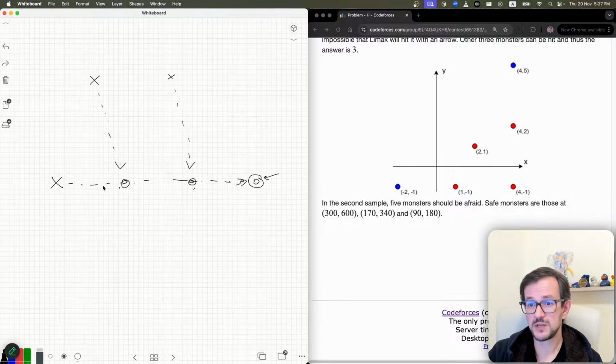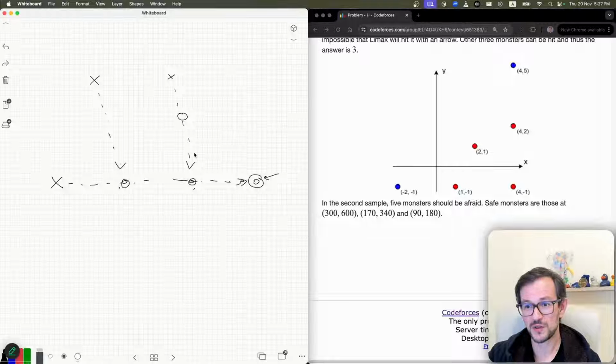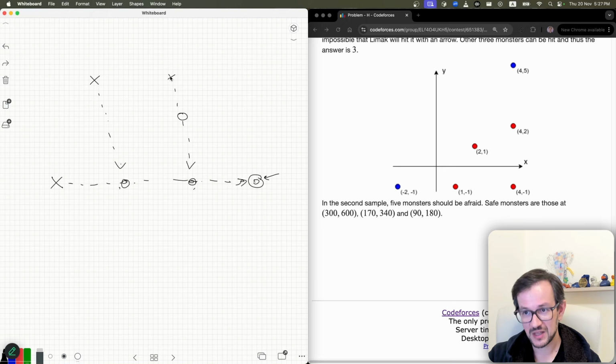But again, to kill these monsters, maybe there's some other monster here. So if you want to kill this monster using this gun, you need to kill this monster first. So you need some other gun to kill this monster. So the situation gets more and more complicated every time you add some more gun.